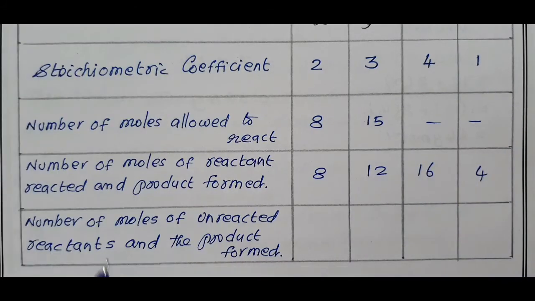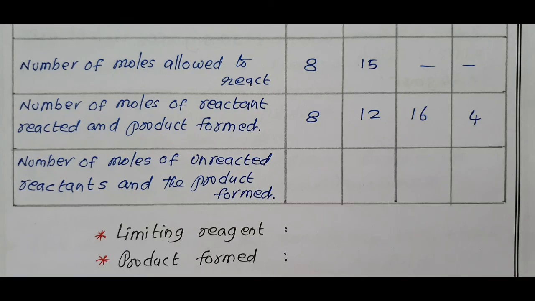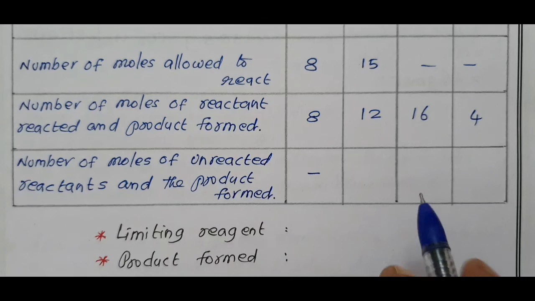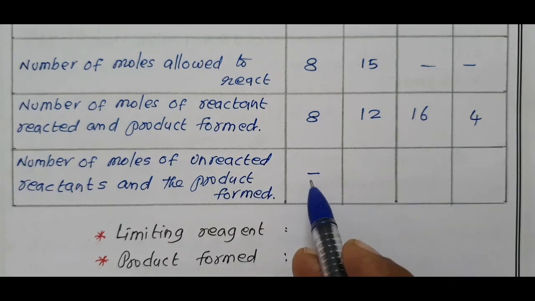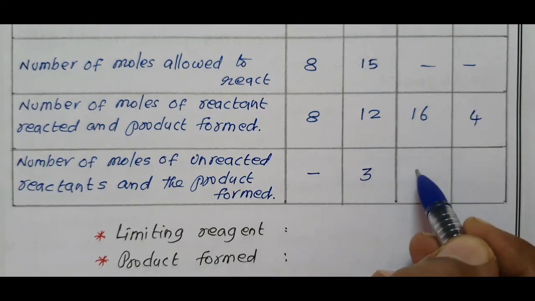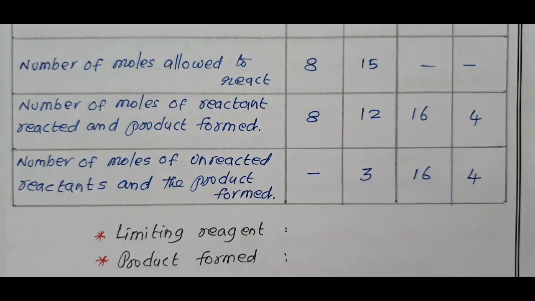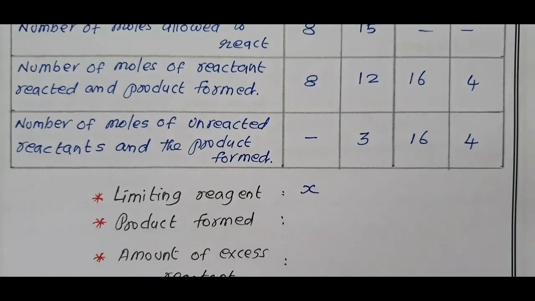Now, the number of moles of reacted reactant and the product formed. By subtracting these two, we will get 8 minus 8 equal to 0. So, all the X is consumed, used up in the reaction, this is the limiting reagent. 15 minus 12 equal to 3, 16 moles of L and 4 moles of M are formed. Now, we can write the answer. What is the limiting reagent? All the X is consumed, therefore, X is the limiting reagent.